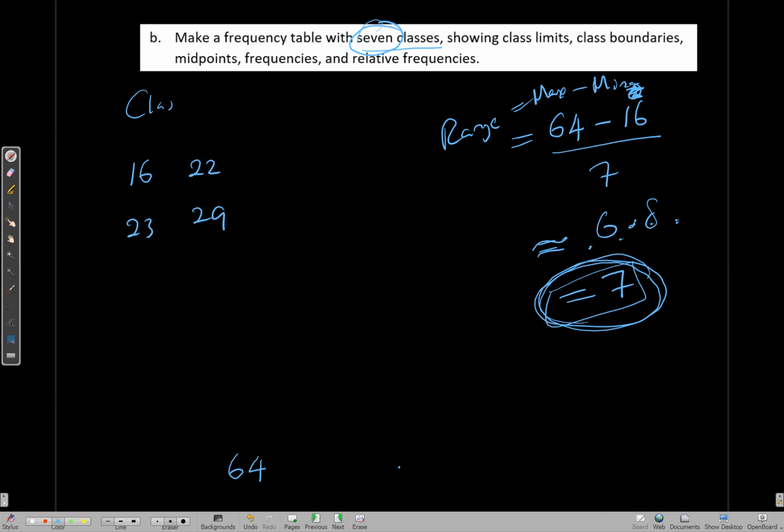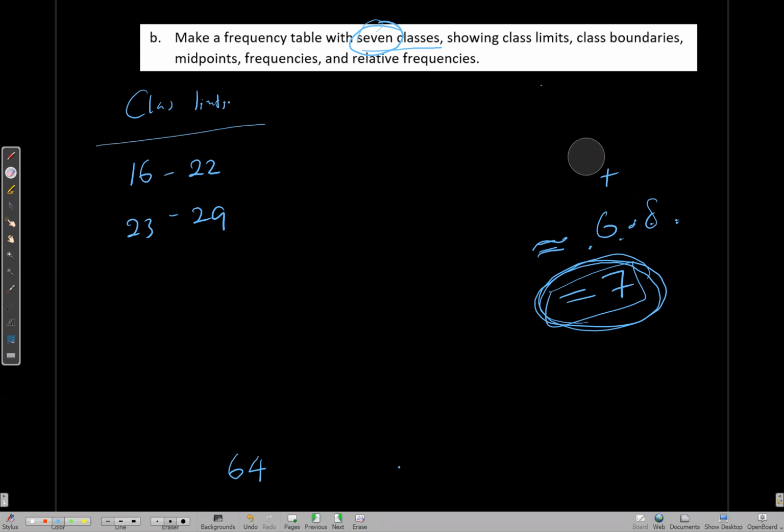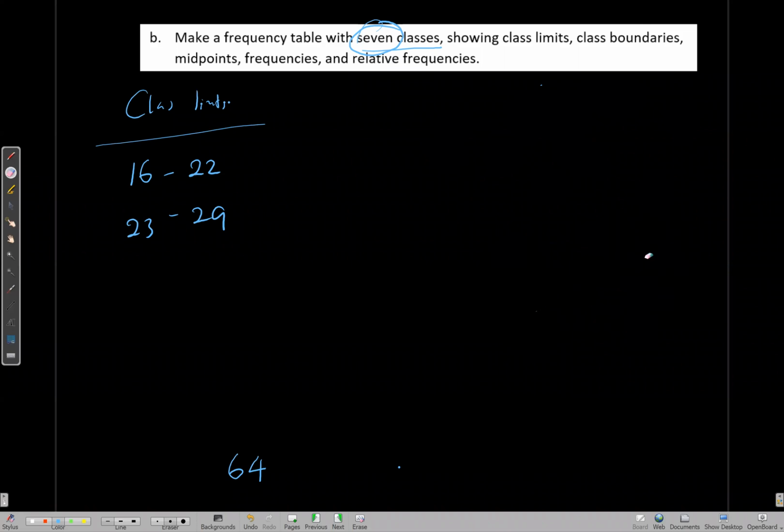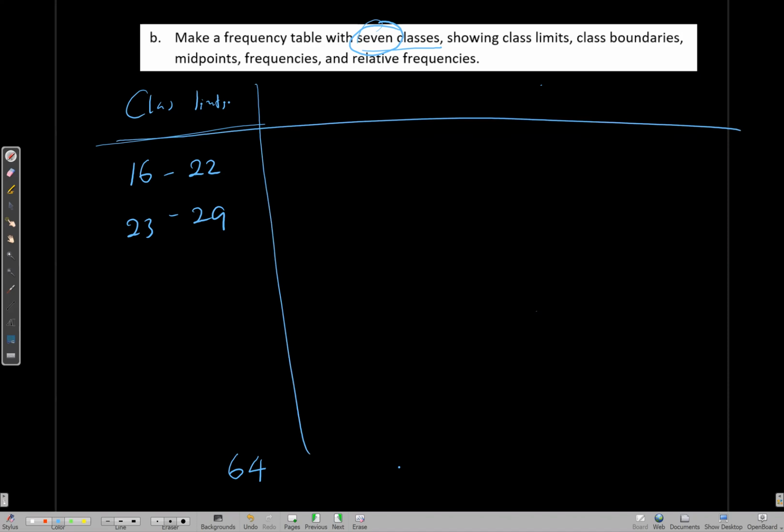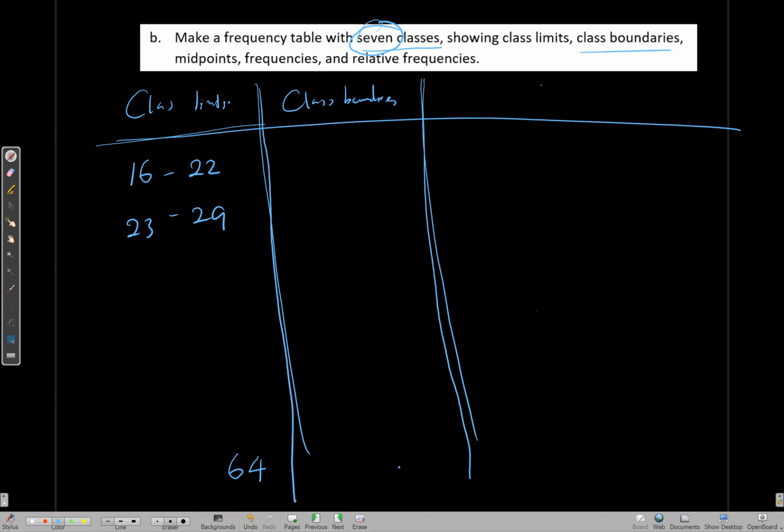That is what we call class limits. So 16 to this. So the first part of your table is going to look like this, and I want you to complete that. And then class boundaries. Now, what do we mean by class boundaries? The way to calculate, actually, I recommend you read it from the book, but let me teach you an easy way to calculate this.